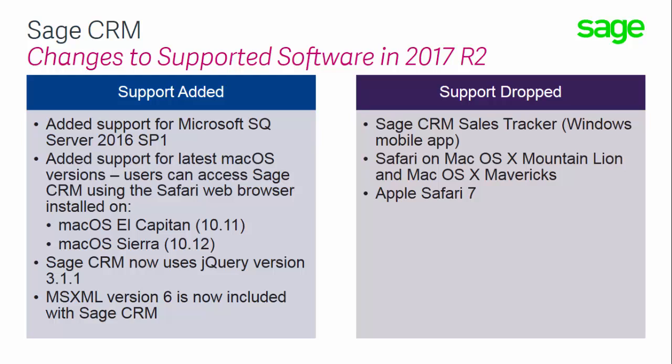We have dropped support for the Windows mobile app, that was the Sage CRM Sales Tracker, and we've also dropped support for Safari on Mountain Lion and Mavericks, and we're no longer supporting Safari 7 either.